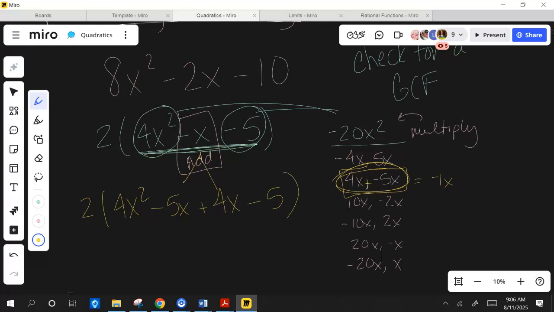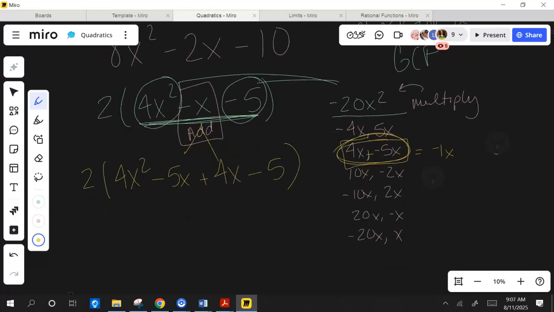Everybody okay? Am I going too fast? Too slow? Everybody good? A little too slow. Speed it up a little bit.